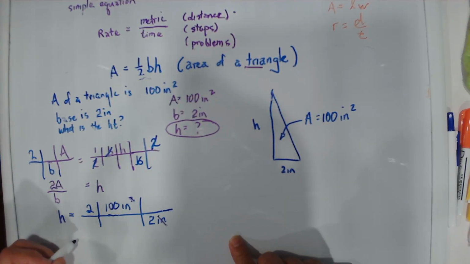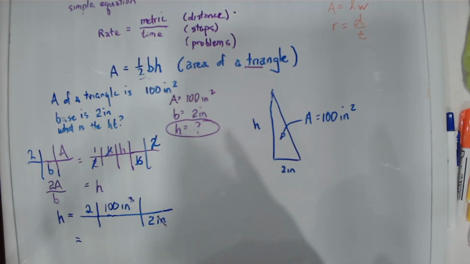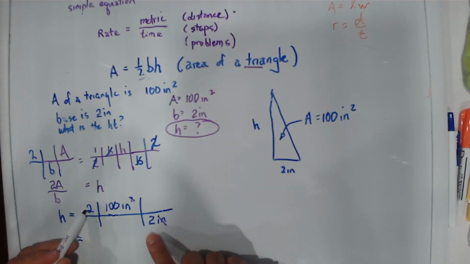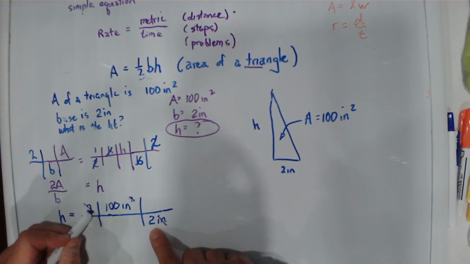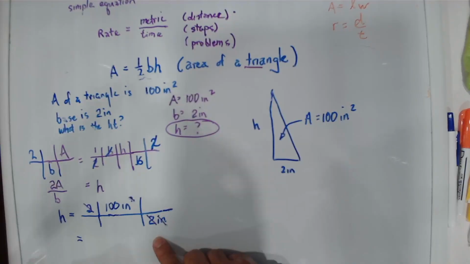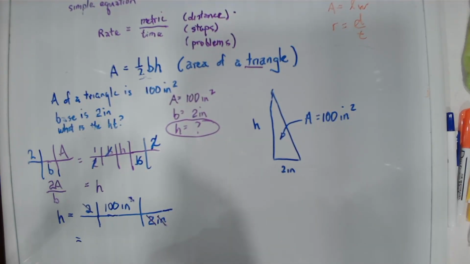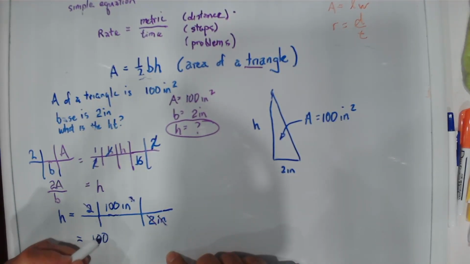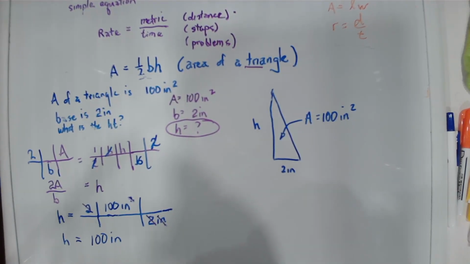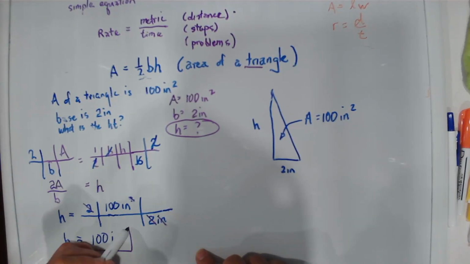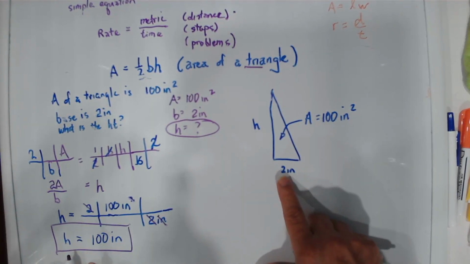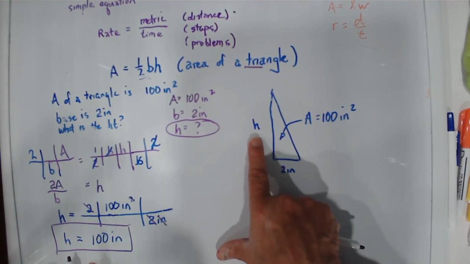So let's see what we end up with. I end up with, what's 2? Oh, look at this. I've got 2 on the top and 2 on the bottom, and if I have the same number top and bottom, I can cancel him out. And I'm left with the height being 100 inches. And the units match up, and I think that's exactly what we're looking for. And that's a really tall triangle. So, and that's exactly what we expected.